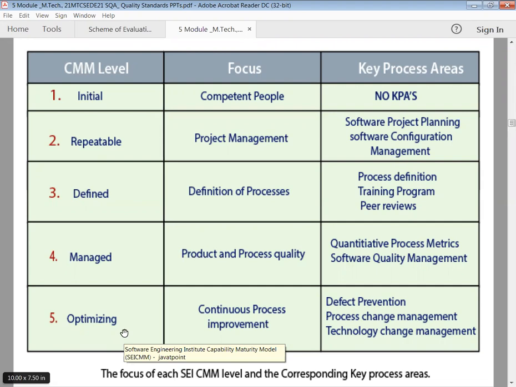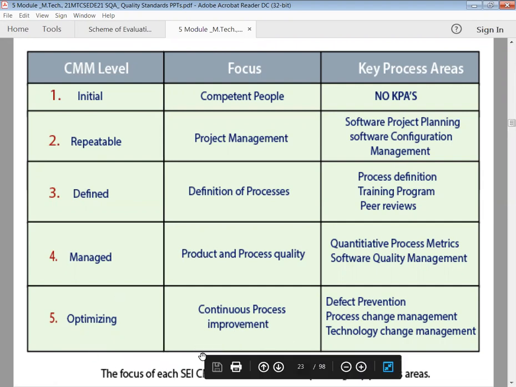So the same way, we'll have n number of solutions. From the available n number of solutions, we have to choose the best optimal, more efficient solution. So in the fifth level, we are focusing on optimization. Here, it focuses on defect prevention. If the number of defects is very low, your quality will automatically increase. And process change management. If something is not giving you the perfect result, we have to change the process as well as management activities. Then technology change management.